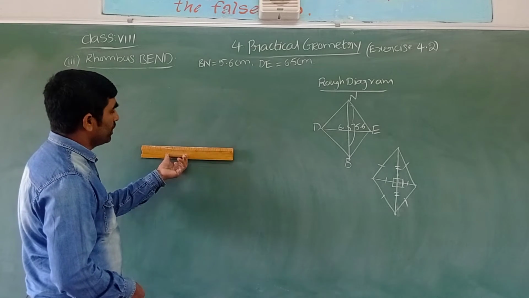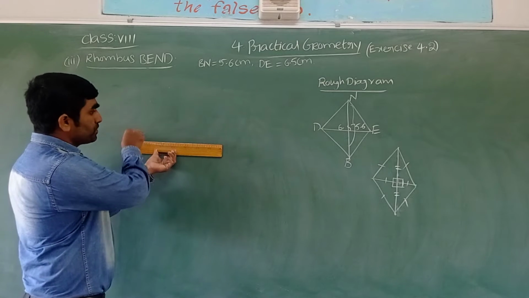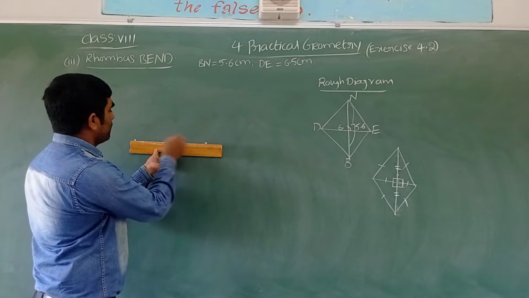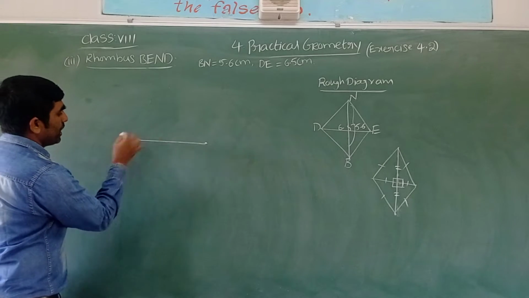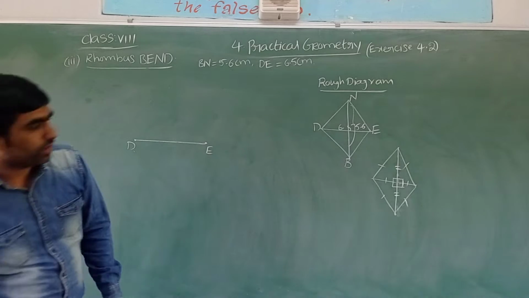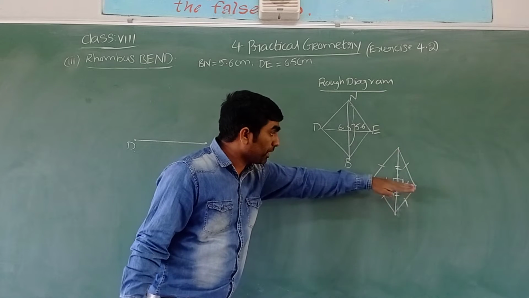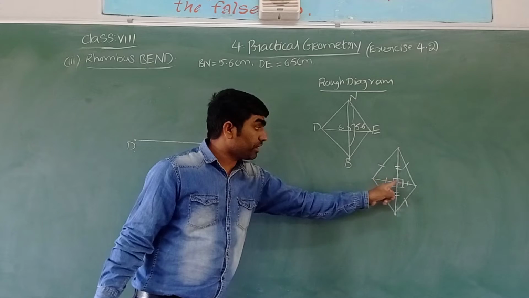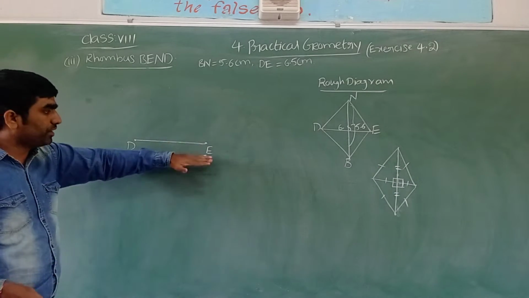By taking a ruler, you can draw a line segment. Let me draw a line segment of length 6.5. Now join those two points and name the end points as D and E, whose length is 6.5. Now NB is the diagonal, and diagonals perpendicularly bisect each other. So let us draw one perpendicular bisector on DE.